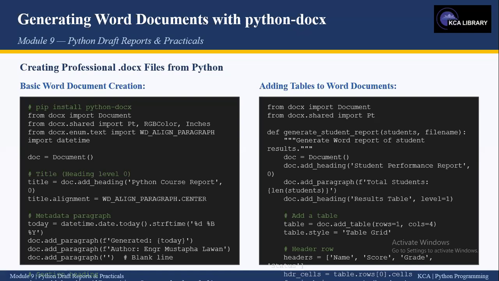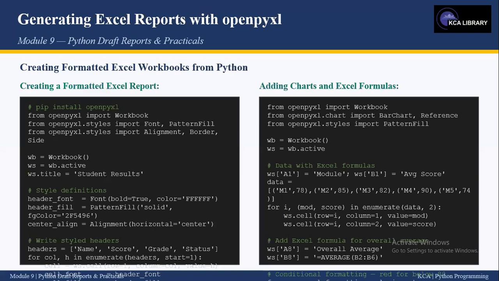The second example is for adding tables. python-docx also supports adding tables to a Word document. The function below accepts a list of student name and score tuples and generates a complete student performance report with a formatted table. The table is created with one initial row for the headers, and data rows are added programmatically in a loop. Each row includes the student name, score, computed grade, and pass/fail status. A summary line showing the class average is appended after the table. So this code explains the example for adding a table to a Word document.